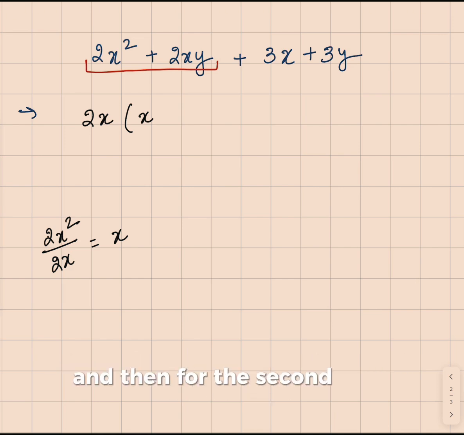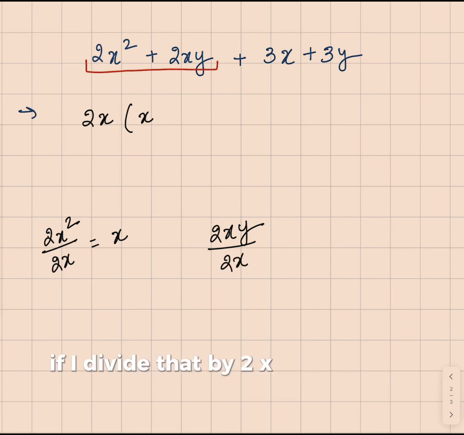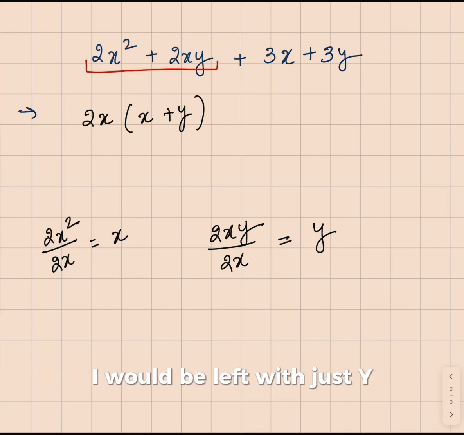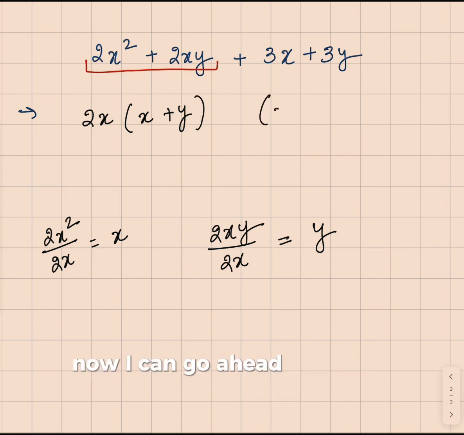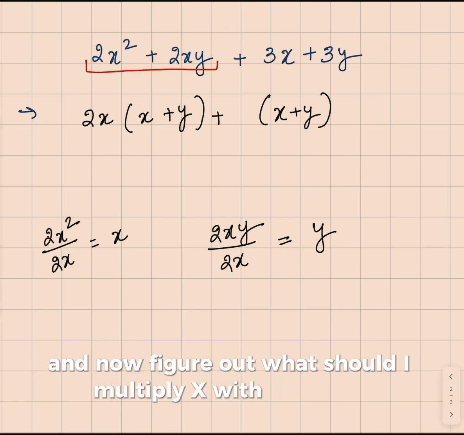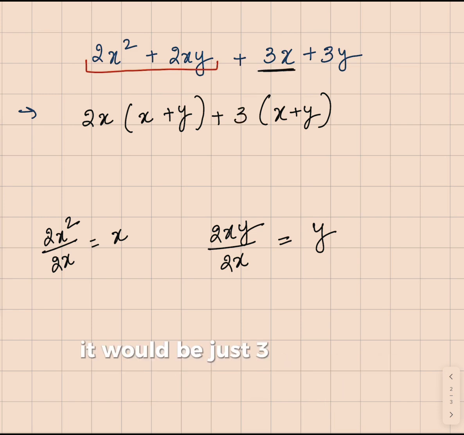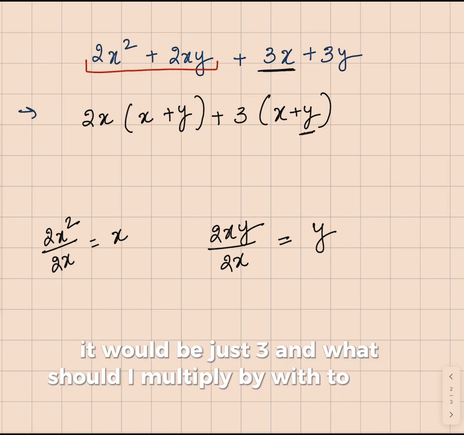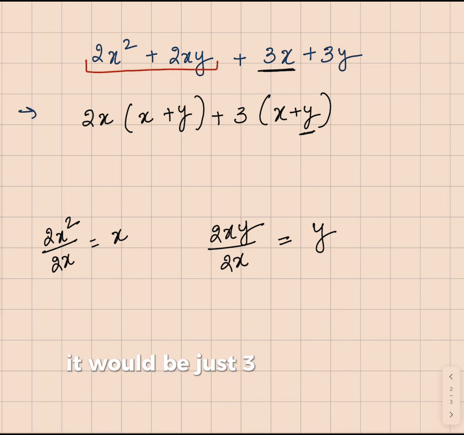And then for the second term, which is 2xy, if I divide that by 2x, what would I be left with? I would be left with just y. Now I can go ahead, write my same parentheses, and now figure out what should I multiply x with to get 3x. It would be just 3. And what should I multiply y with to get 3y? It would be just 3 again. So my GCF is correct.